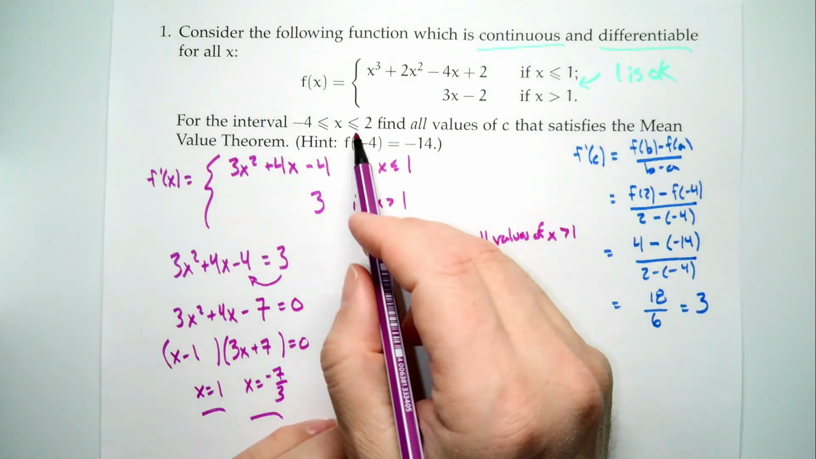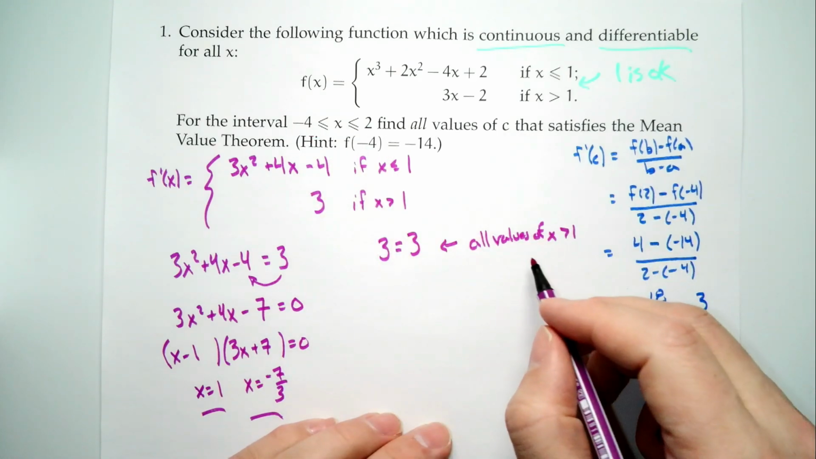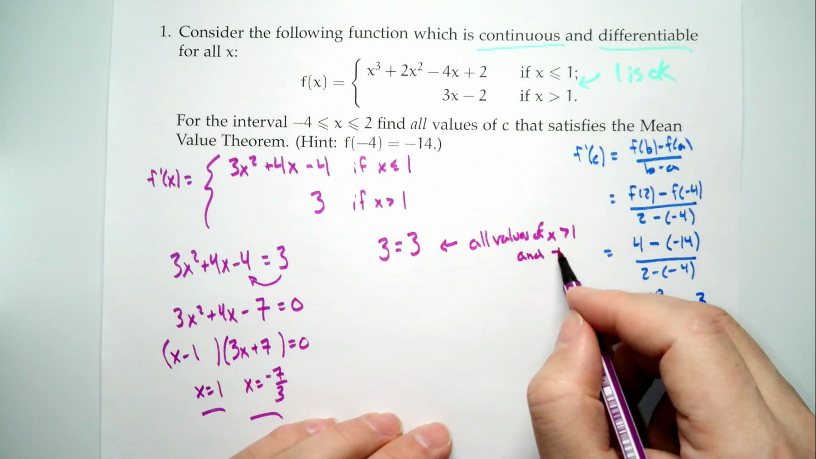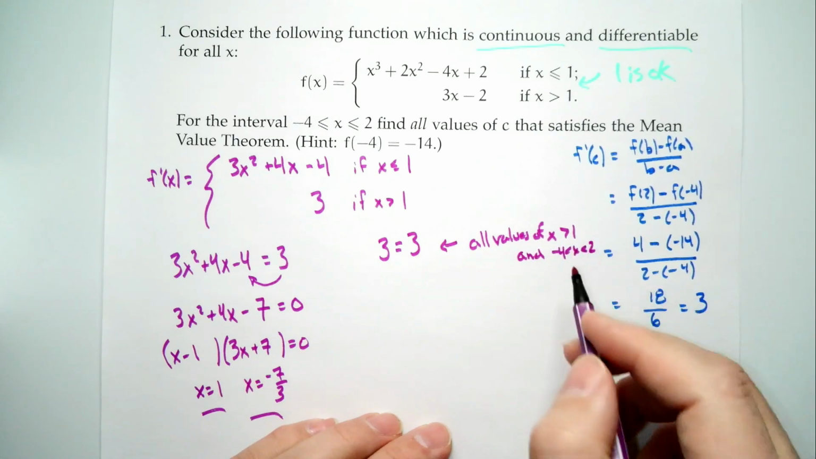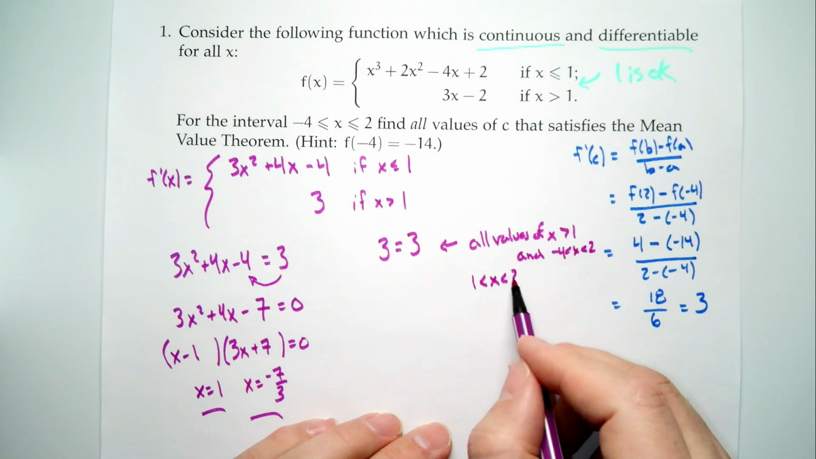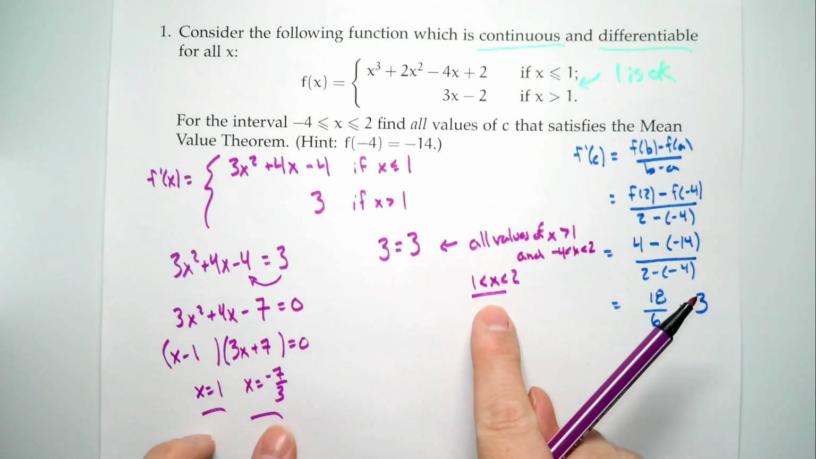So I need to be above negative 4 and below 2. So it's all values of x greater than 1 and between negative 4 and 2. Well, if you put those together, that gives you values of x between 1 and 2. All right, so this is all of them. So let's put them together.